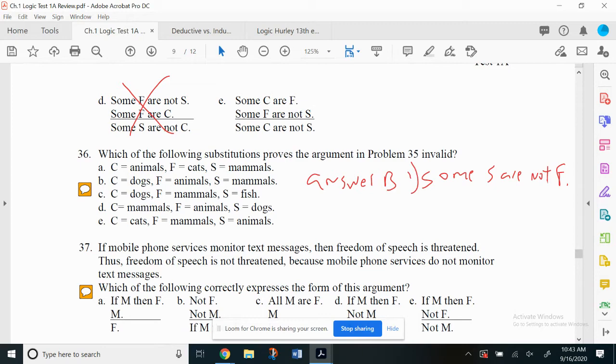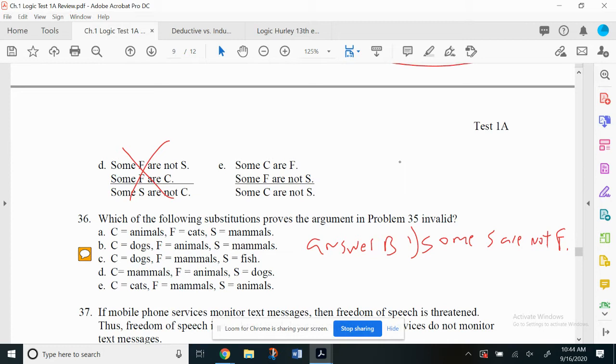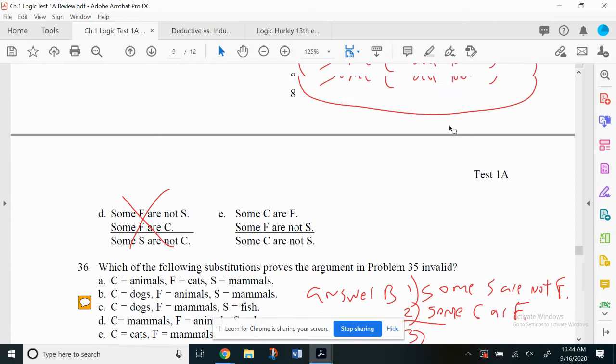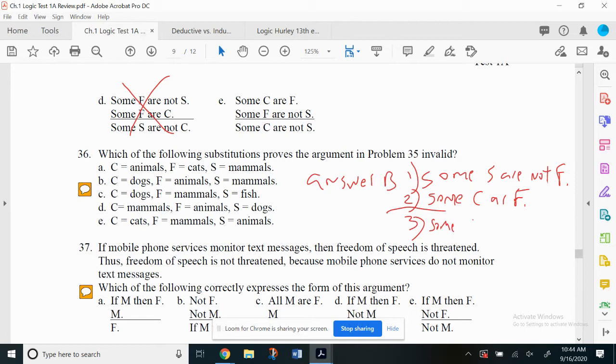Some S are not F. Some C are F. Some C are F. Conclusion: Some C are not S. So I have to find out which one of these are proved invalid by which one of these. Anyways, I just brought this down.